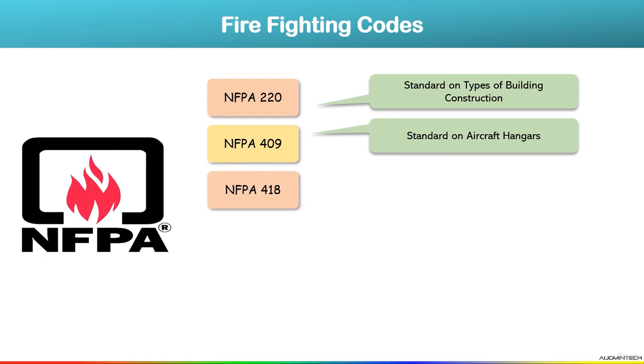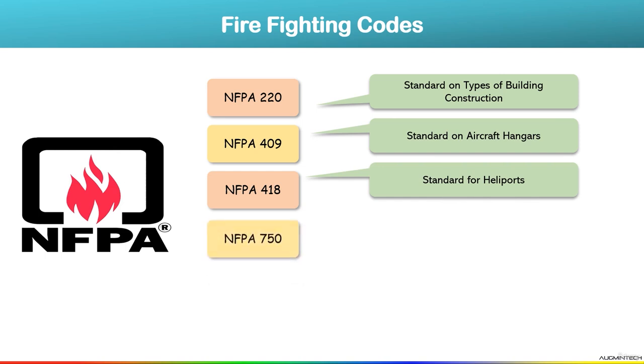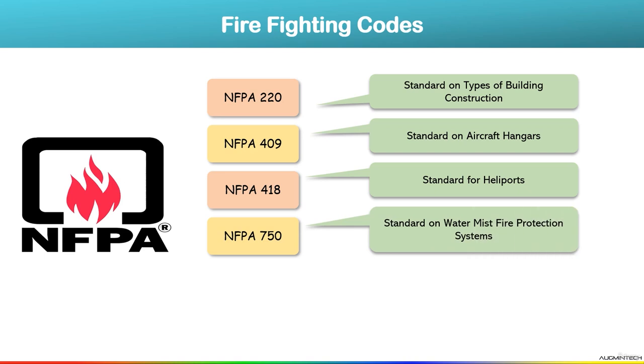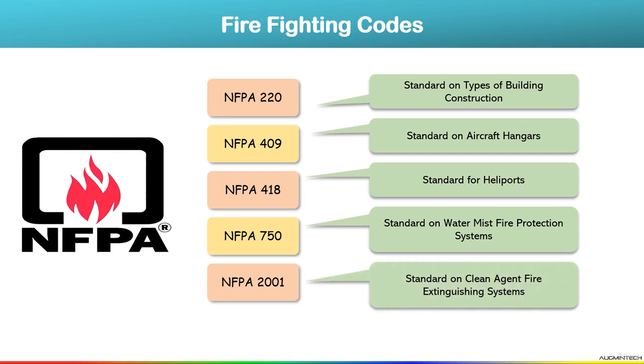Now we have NFPA 418. NFPA 418 is the standard for heliports. Then NFPA 750 is a standard on water mist fire protection systems. This standard describes design, installation, maintenance and testing requirements for water mist fire protection systems. Now the last is NFPA 2001. This is the standard on clean agent fire extinguishing systems.